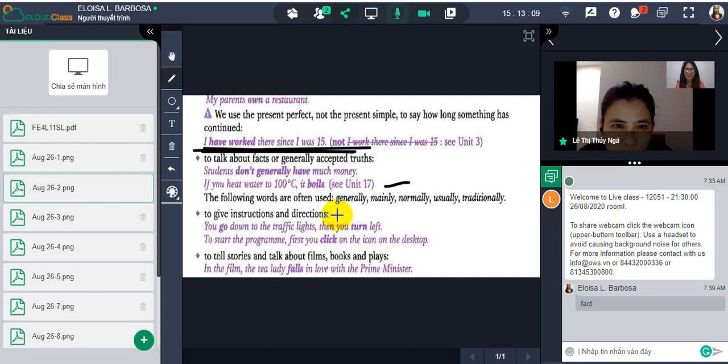Okay, and you just said to give instruction and direction. You go down to the traffic light and then you turn left. So when you are giving an instruction and direction, the tense will be the present. Okay? And to tell stories and talk about film, books, and plays. In the film, the tea lady falls in love with the prime minister because you are telling the story.